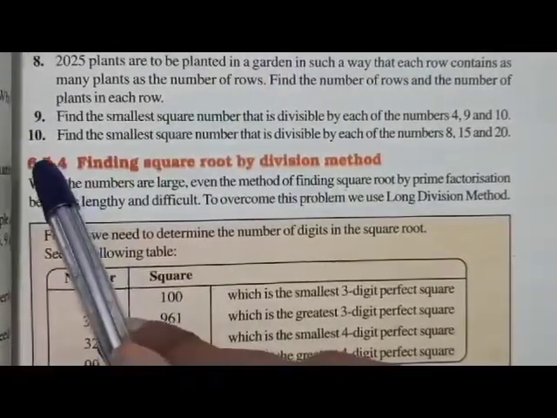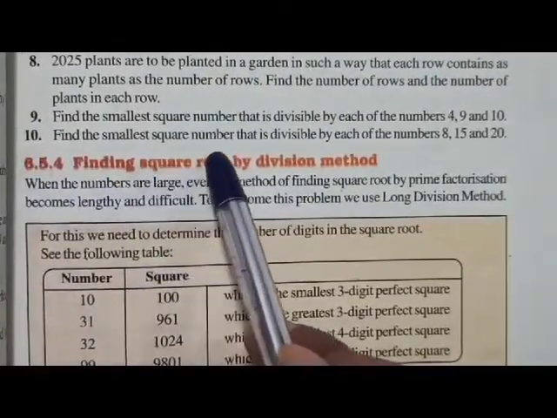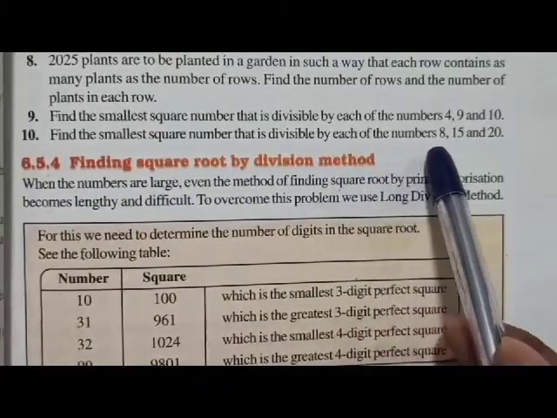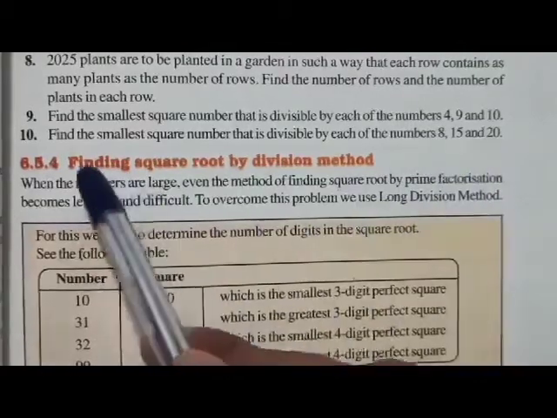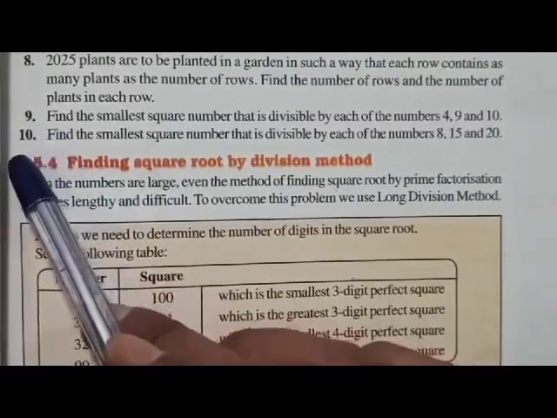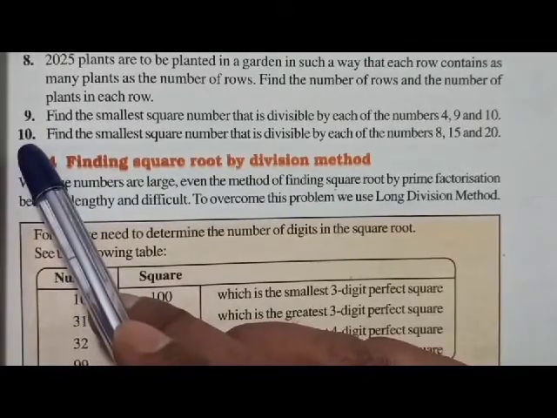Okay, let's study now question number 10. Find the smallest square number that is divisible by each of the numbers 8, 15 and 20. This question number 10 is the same as question number 9. So you practice this question number 10.